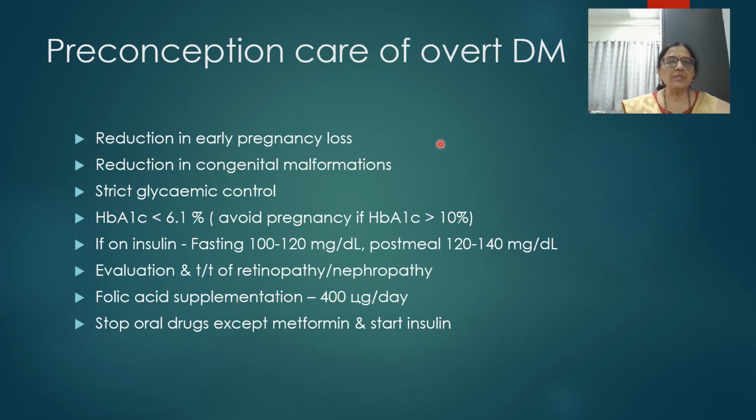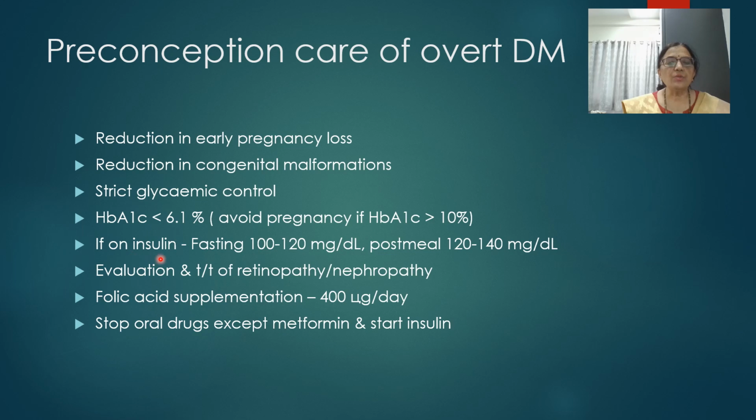Preconception care of overt diabetes mainly helps in reducing early pregnancy loss, and more importantly, there is a reduction in congenital malformations also. Strict glycemic control is necessary whenever a woman is planning pregnancy. The HbA1c goal is less than 6.1%, and one can ask the patient to avoid pregnancy if her HbA1c is more than 10%, as the risk of congenital malformations is very high in these women.